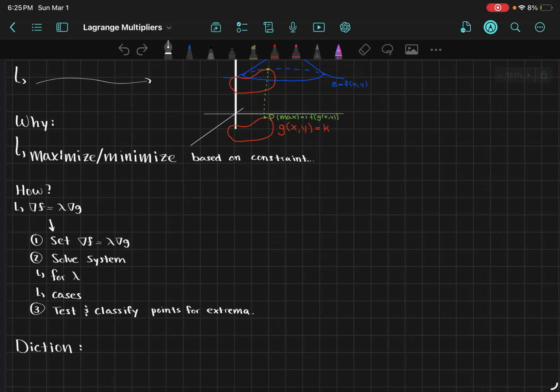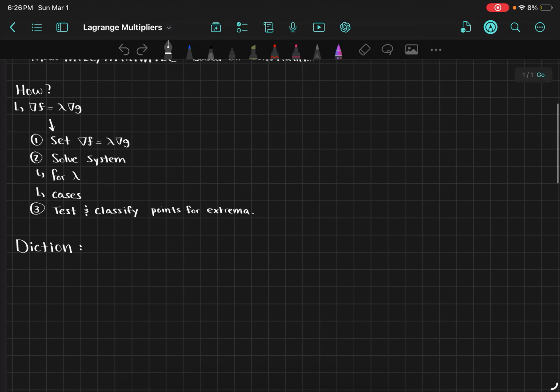We're going to be using this neat little formula here. We're going to take the gradient of f, and we're going to set that equal to lambda times the gradient of g. This is what a Lagrange multiplier is. That's just the formula for it. So how are we going to solve this? How are we going to find our extrema?